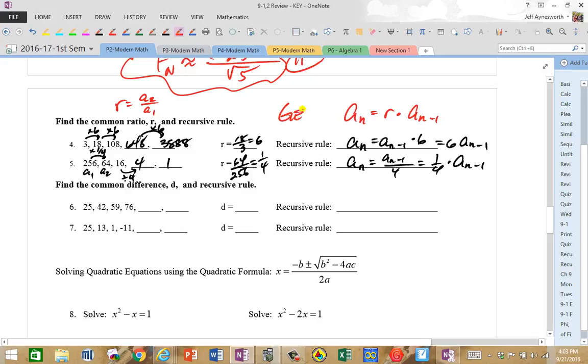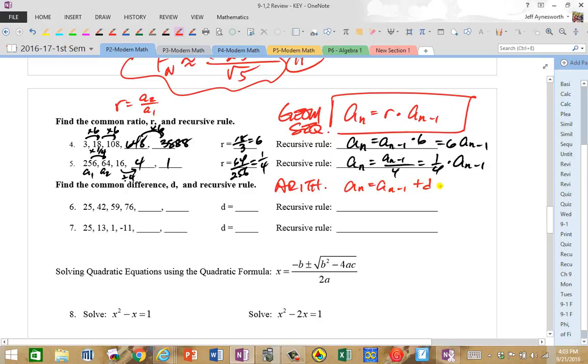That's for geometric sequences. For arithmetic sequences, it's different. A sub n is equal to a sub n minus 1 plus the common difference. So let's see if these are arithmetic. d is equal to a2 minus a1, so 42 minus 25. So d is 17. You add 17, add 17, add 17. Each time add 17.